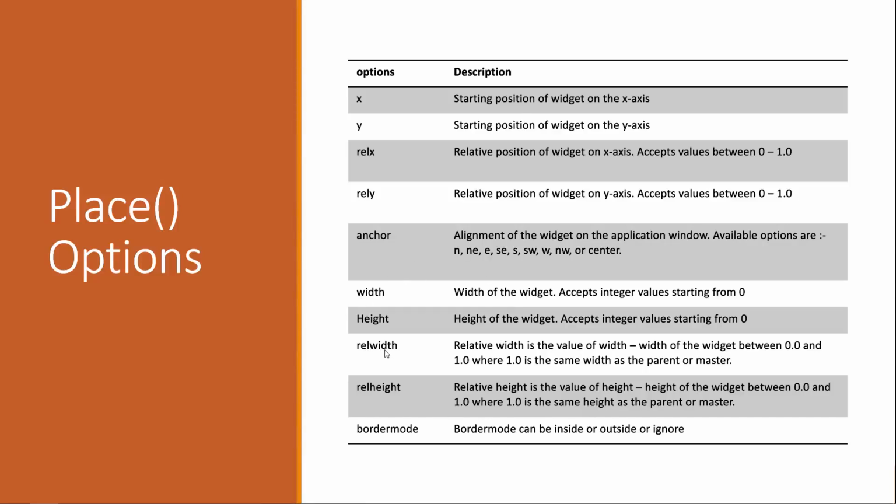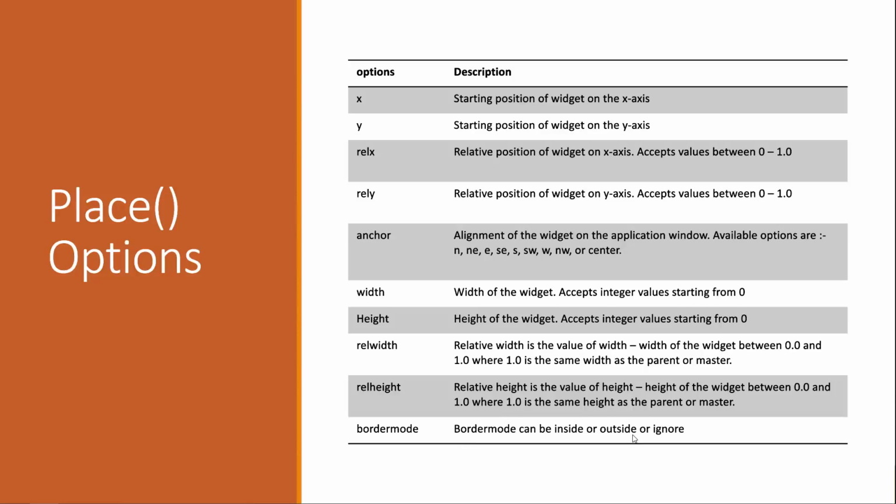Similar thing is with the relative width and relative height. If the application is dynamic, that means if the size of the application can be changed, then instead of using width and height, use relative width and relative height so that it would adjust with the change in the size of the window. Border mode can be inside or outside or can be ignored.